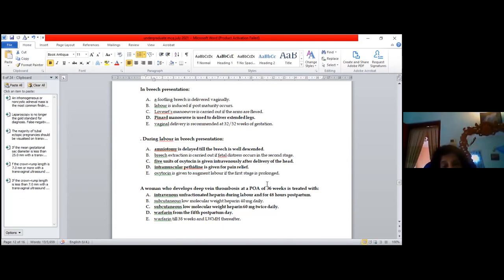5 units of oxytocin is given intravenously after delivery of the head. That is correct for active management of the third stage. Intramuscular pethidine is given for pain relief is correct. Even epidural can be given with a very low dose, 0.0625 percent.